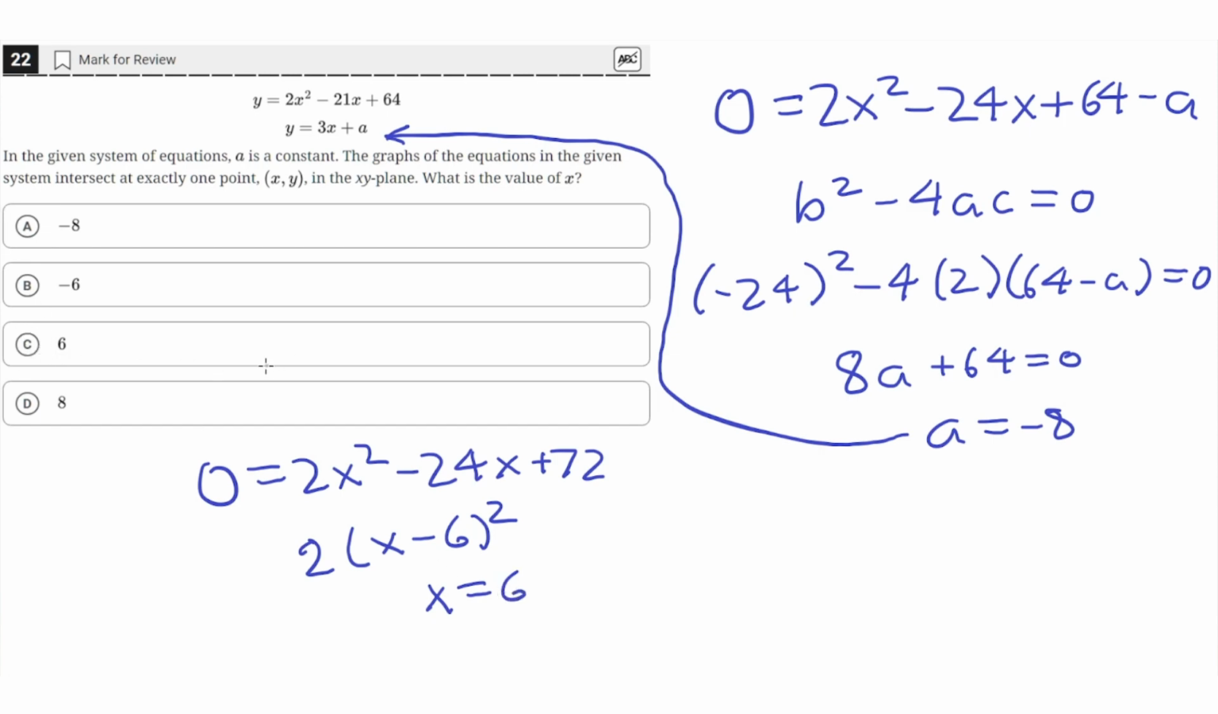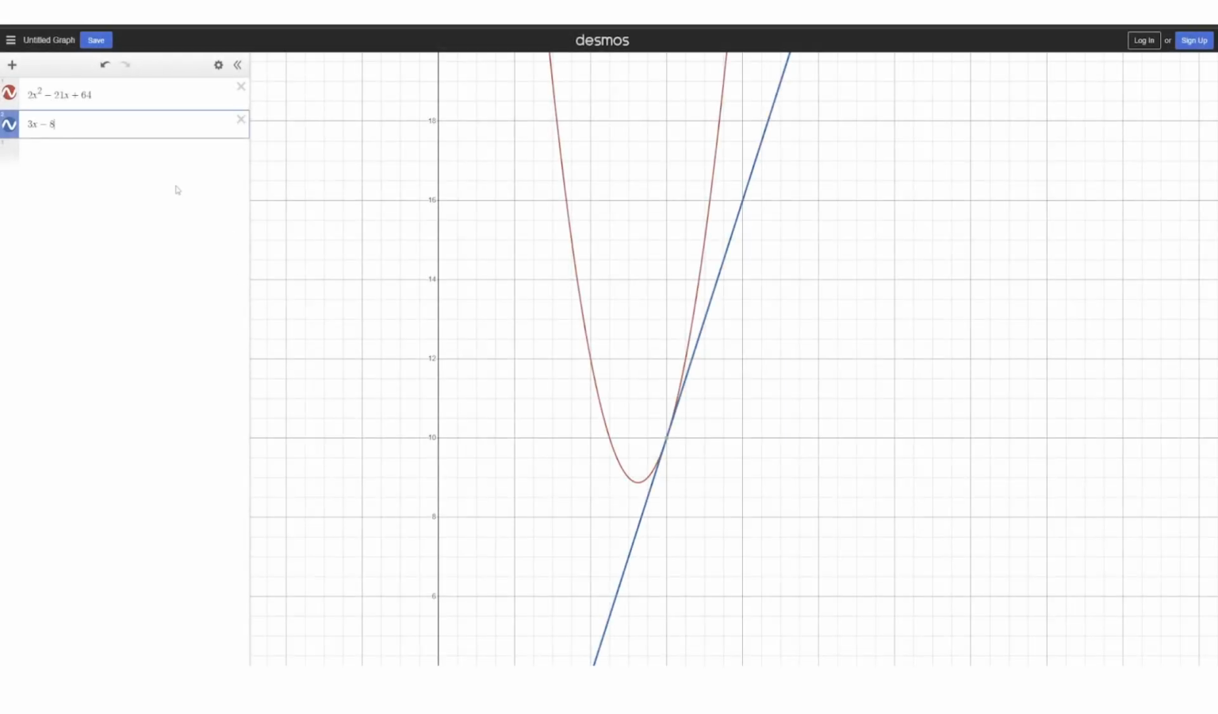But there's also another way to do this. On the test you're given a graphing calculator, and you can just plug in the two equations. So here is 2x squared minus 24x plus 64 and 3x minus 8. This minus 8 part represents a, and you get this value by simply plugging in values for a until you get an equation that has only one solution or intersection point with this parabola.